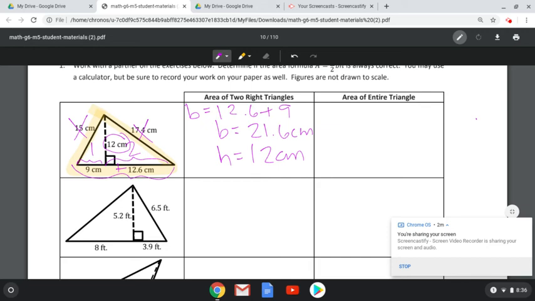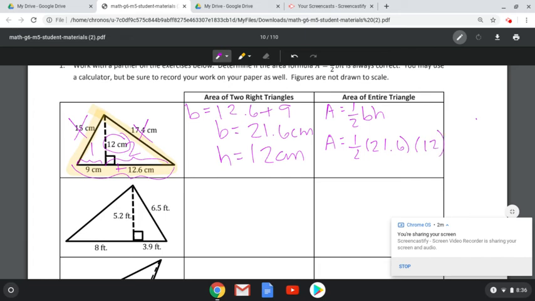So for my triangle, we always write our formula first: area equals 1/2 base times height. And so now we fill in our formula. We substitute. Area equals 1/2. My base is 21.6 times my height of 12.